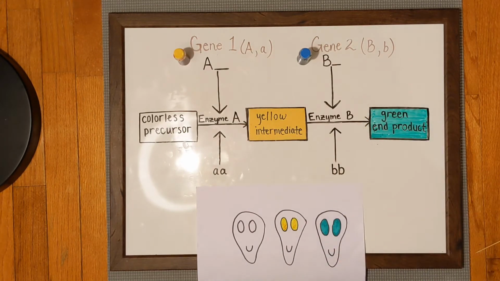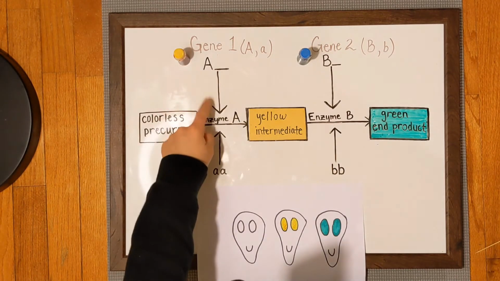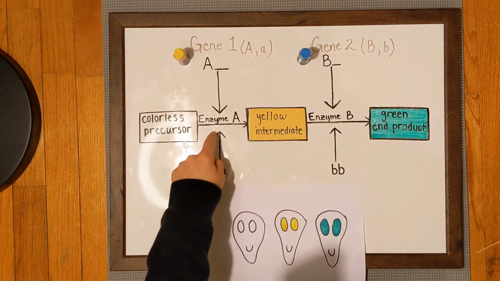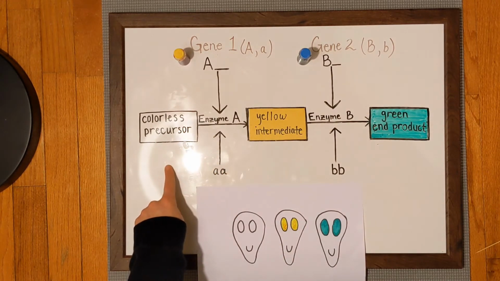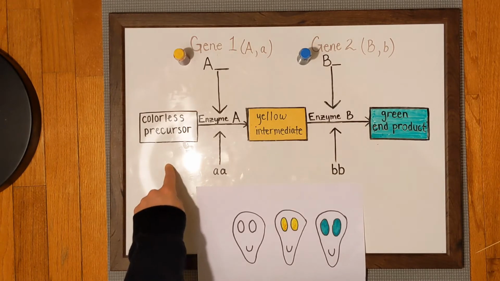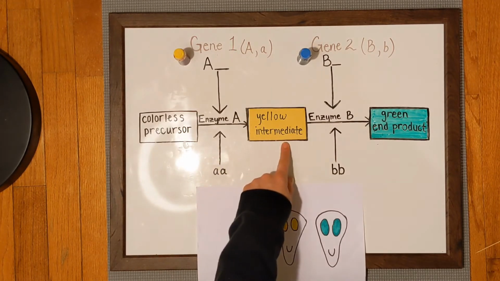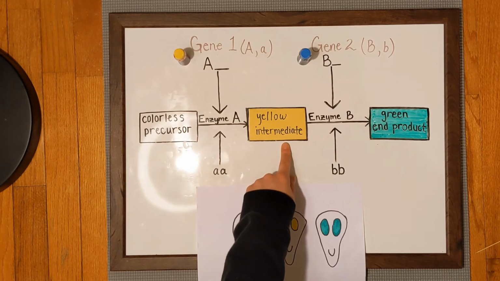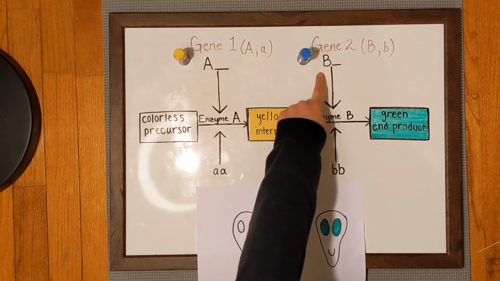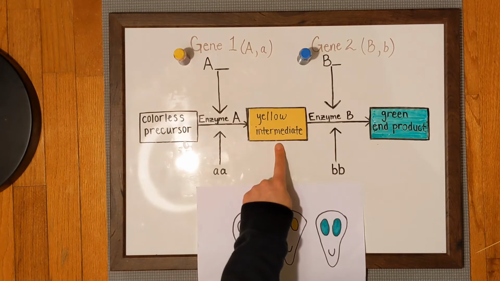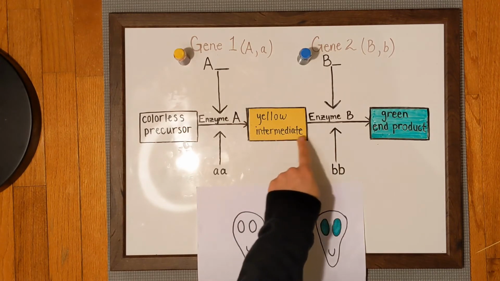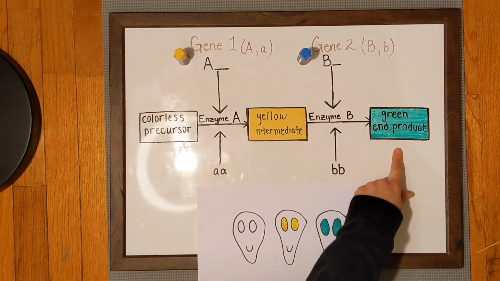If the genotype for Gene 1 includes a big A, enzyme A will be produced. This is responsible for a yellow intermediate. The phenotype for eye color starts off as a colorless precursor, but enzyme A is responsible for the yellow pigment, moving it forward down the pathway. If the phenotype gets to yellow and the genotype for Gene 2 includes a big B, enzyme B will react with the yellow pigment and produce this green end product pigment.